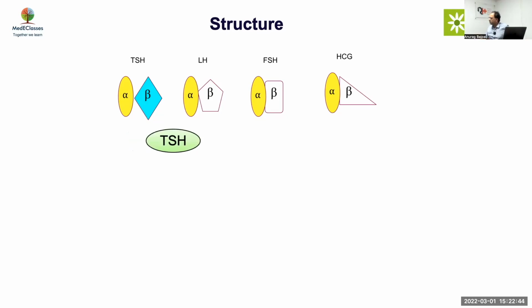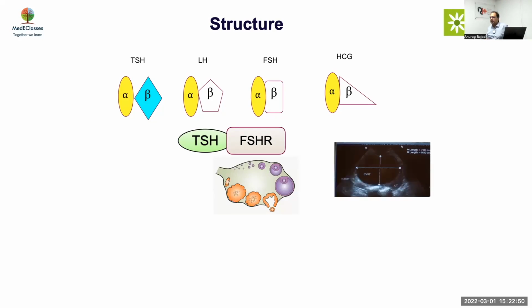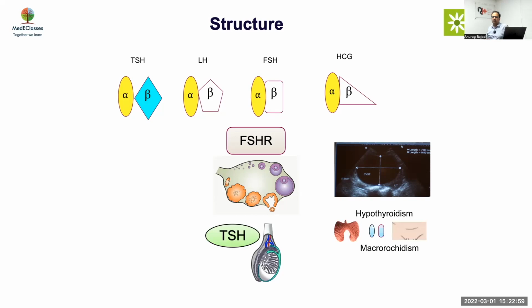So if your TSH is high, as Naveen has said, it will act on the FSH receptor, which will cause large ovarian cysts in girls with peripheral precocious puberty with short stature and delayed bone age, which we have discussed many times. And it will also act on the testes. So you will have macroorchidism without penile enlargement with no pubic hair.